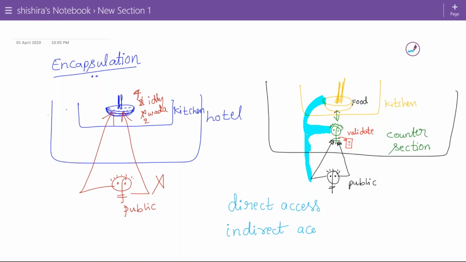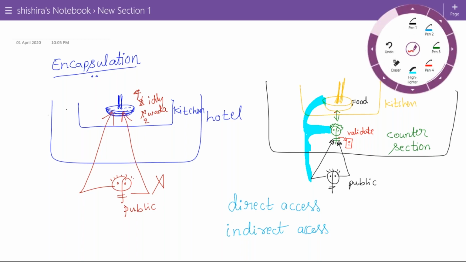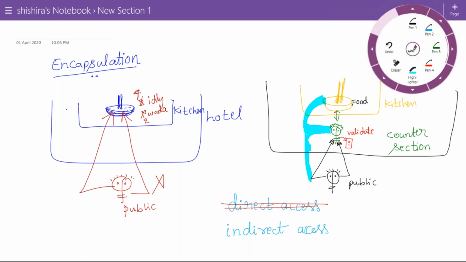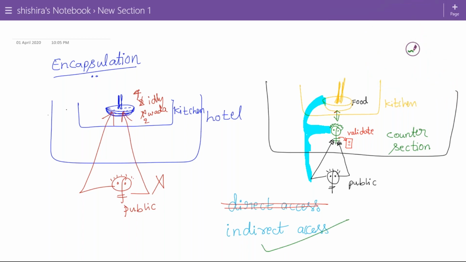We are allowing indirect access. Are you clear now? Extremely important. Direct access is not allowed, rather indirect access is allowed. So this is the summary of this entire scenario. We are not going to allow direct access but indirect access. So hopefully you understood the advantages of indirect access.